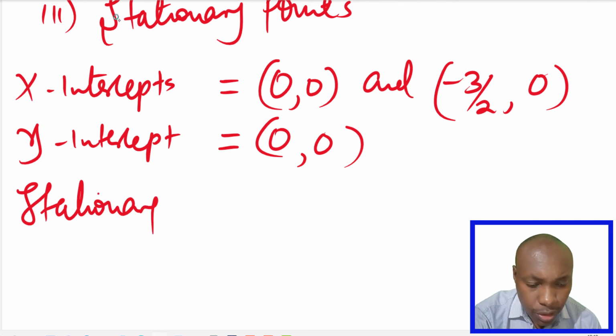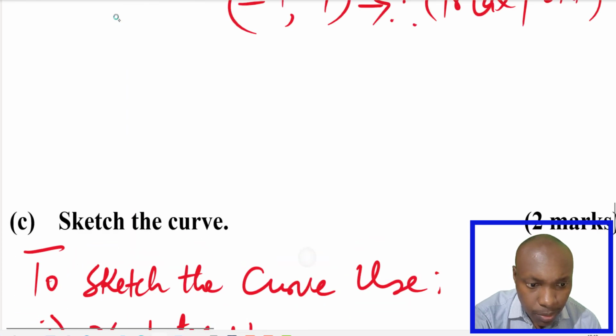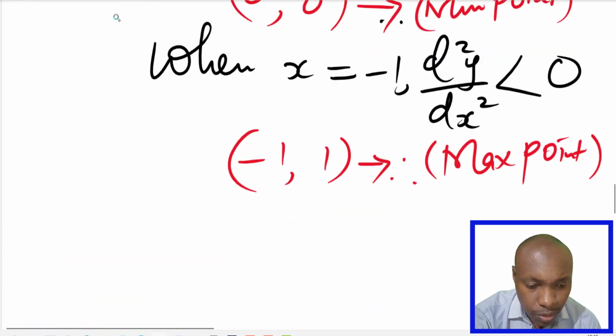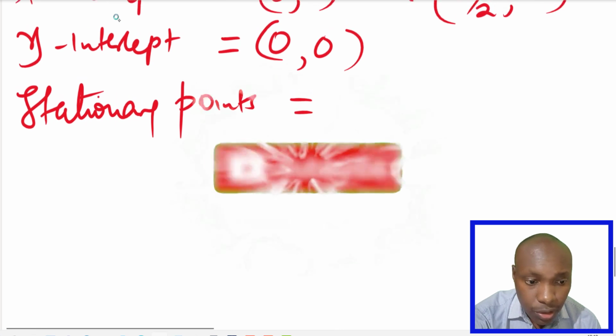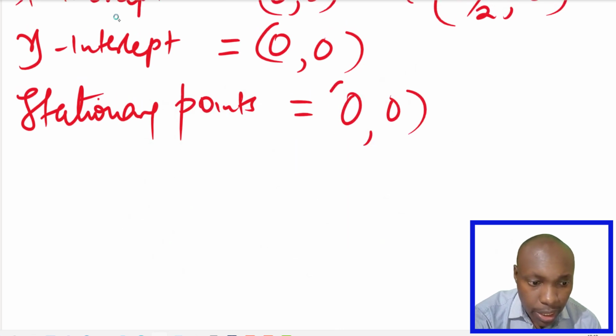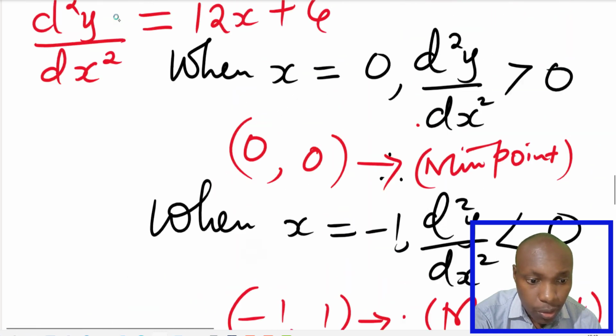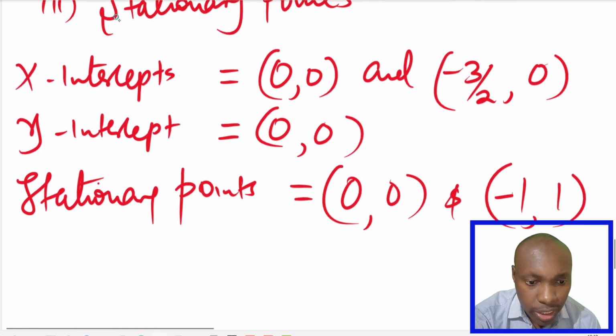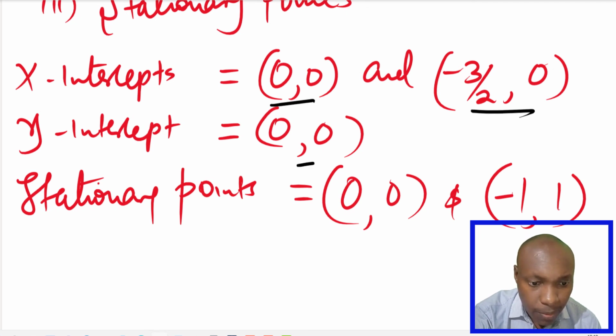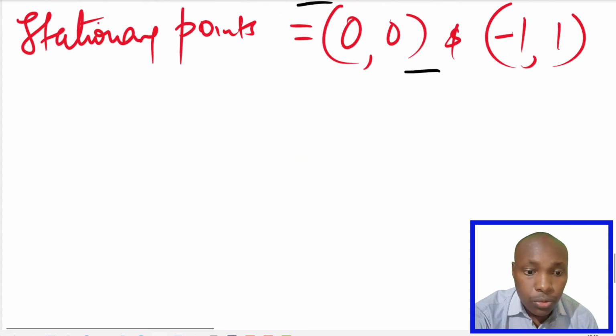And then the stationary points, we got those recently in the last part of the question. They are (0, 0) and (-1, 1). Those are the two stationary points. Now we have all it takes to sketch the curve. The two intercepts are there, the stationary points are there. Let's go to the sketch.